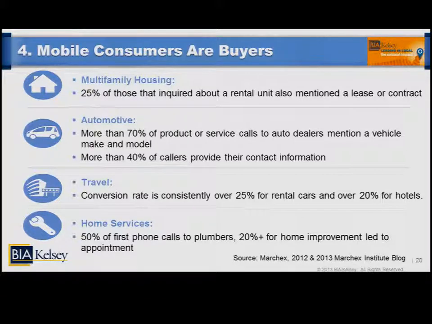So multifamily housing, for those who aren't familiar, it's like property managers at apartment complexes or rental units. People in high volumes are mentioning leases or contracts in calls. We talked about automotive before. People either providing lead information, asking about a make or model, providing contact information. Travel, this is the study that we referenced a couple slides ago. And then home services, I suppose it's obligatory to mention plumbers. Someone tweeted that a few days ago. I thought it was funny. I've done so here. And then for home improvement and home services categories, many of the first calls lead to appointments. So it's really very fruitful for businesses.